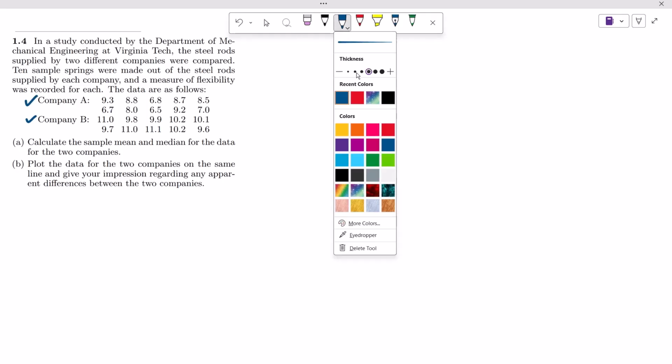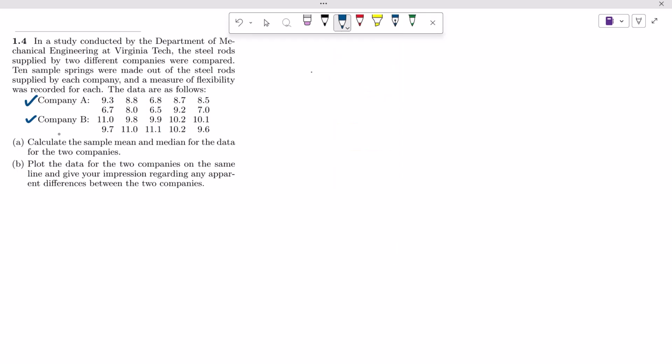Okay, let me first make it somehow narrower. So this is company A and company B. So these are the 10 data points, and on the basis of these data, we have to calculate the sample mean and median for the data for the two companies, which is part A, and in part B we have to plot the data for the two companies.